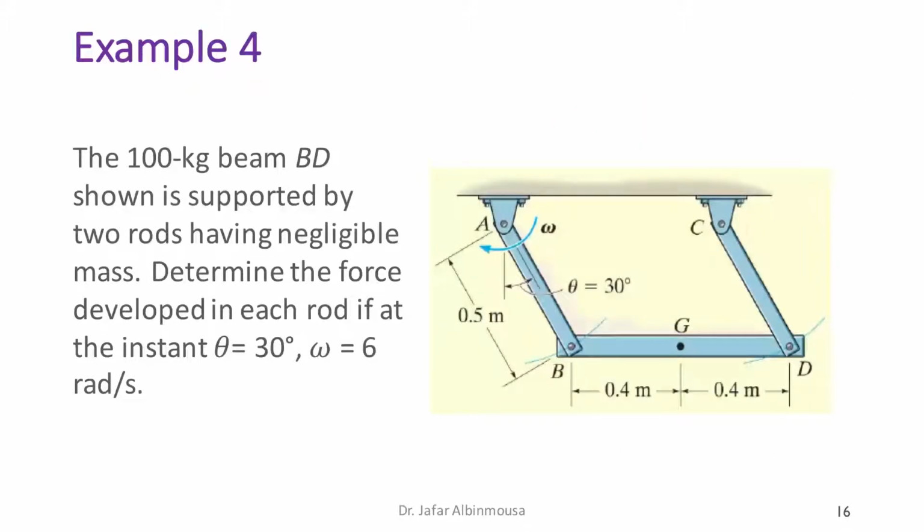The last example is shown here, and for this we have a 100 kilogram beam BD. This is the beam which has a mass of 100 kilogram, and it is supported by 2 rods, but these 2 rods have negligible mass. We want to determine the force developed in each rod at the instant when theta equals 30, omega equals 6 radian per second.